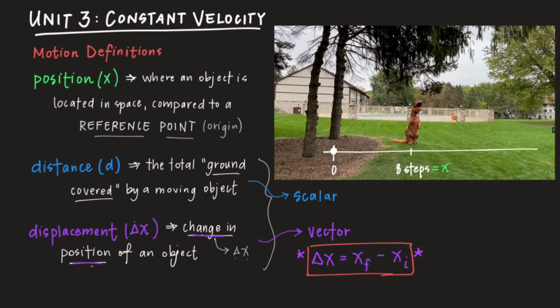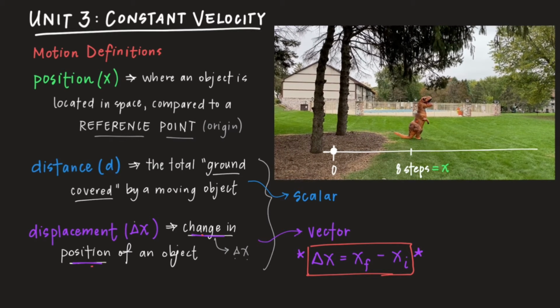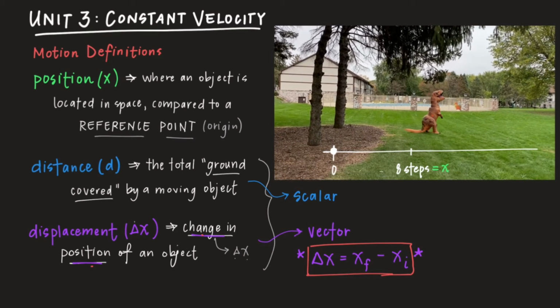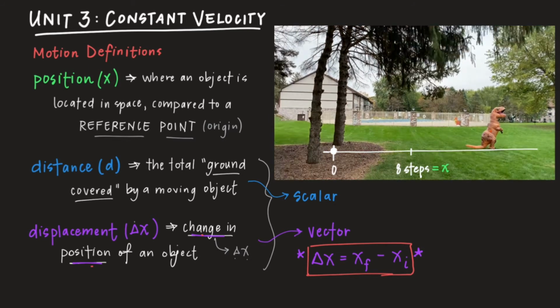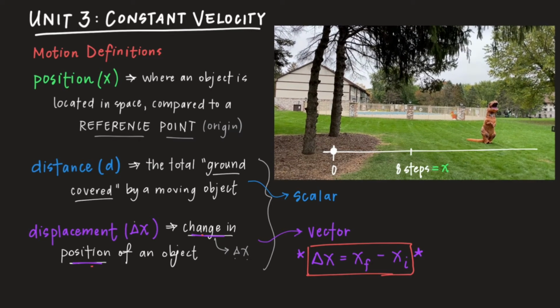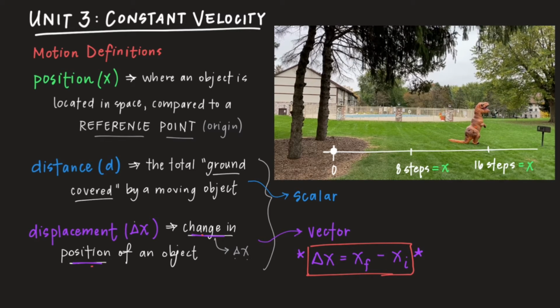That's my position. But obviously I can change that position based on where I am compared to the tree. So I can keep walking. I can take a few more steps there away from the tree to then be 8 steps further from where I started. So I started at the tree, so now my position is 16 steps. So that would be my position, 16 steps away from the tree.